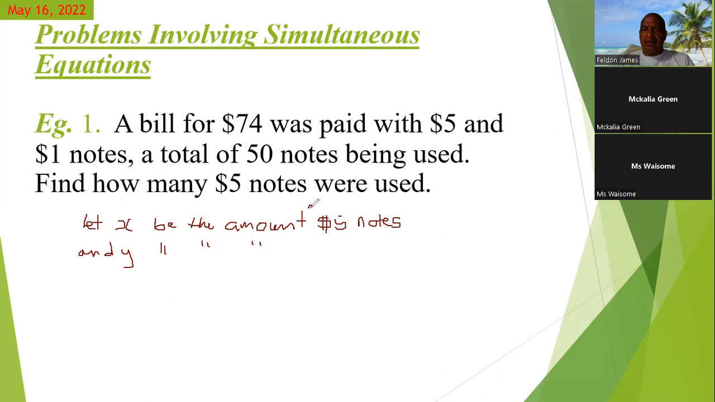We should have an "of" here. All right, so I'll put it on here. So you would have "of", and the "of" should also be here. So, and Y be the amount of $1 notes.